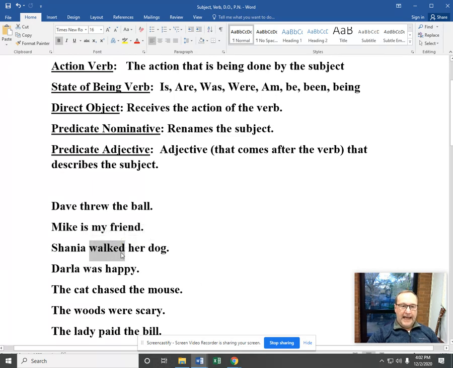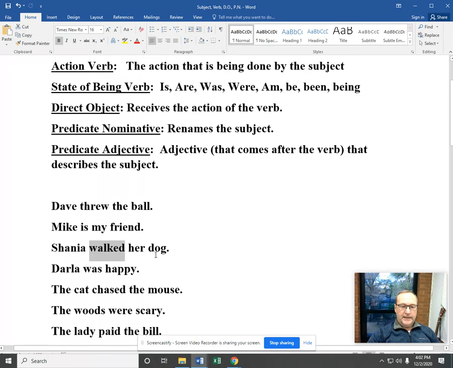Is walked an action verb or a state of being verb? Well, in this case, walked is an action verb. It doesn't fit any of those, so it's going to be an action verb. And we have a lot of action verbs, many action verbs, only a few state of being verbs.